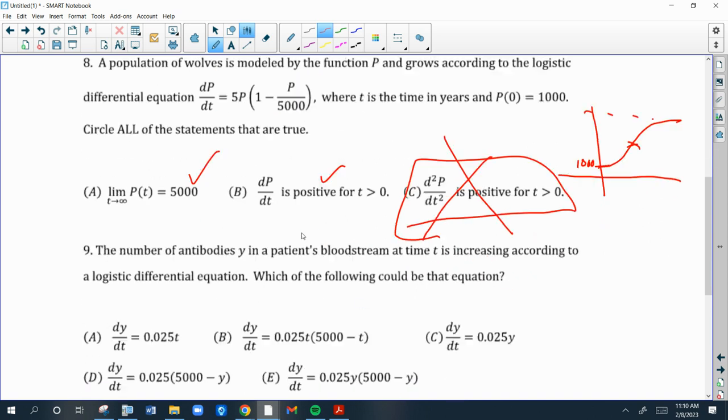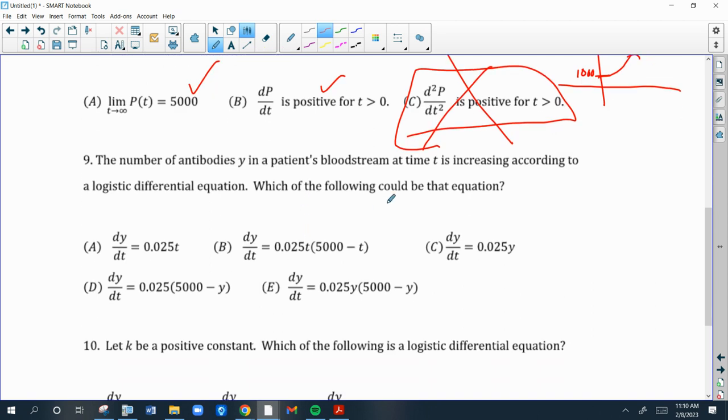Number 9. Now this one is a little bit different. The number of antibodies in a patient's bloodstream is increasing with which could be the following equation. So we have to make sure that these equations produce a logistic situation. When I'm seeing the antibodies, it would be dy over dt. If it's logistic, it would be in the form ky times 1 minus y over L. So we just have to figure out which one of these equations are in that form. Obviously, no. Obviously, no.